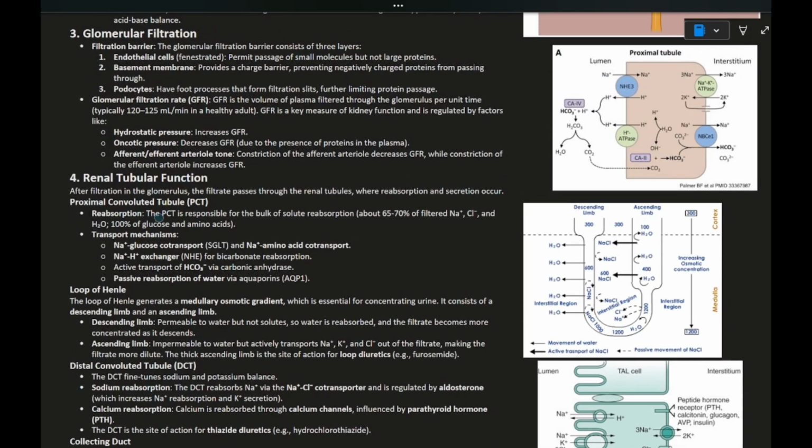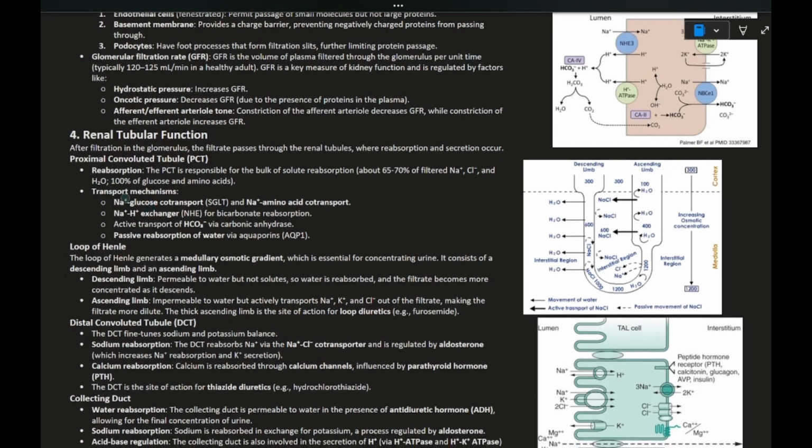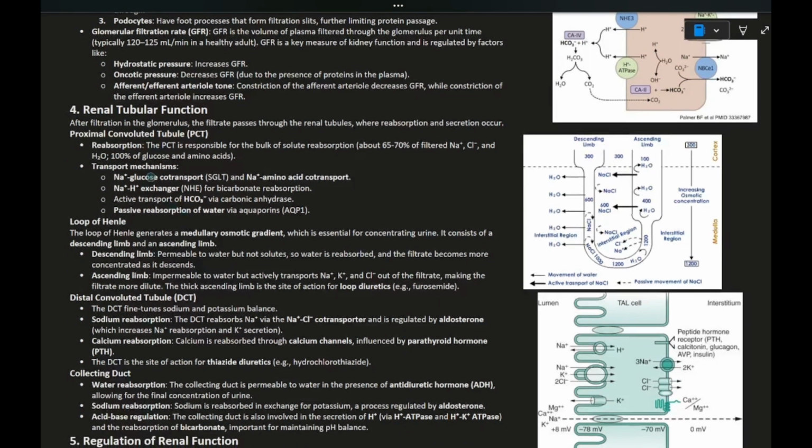This is where reabsorption happens. In fact, the proximal convoluted tubule is responsible for the bulk of solute reabsorption. Specifically, about 65 to 70% of filtered sodium, chloride, and water, and then ideally 100% of glucose and amino acids. There are several transport mechanisms involved in this reabsorption.